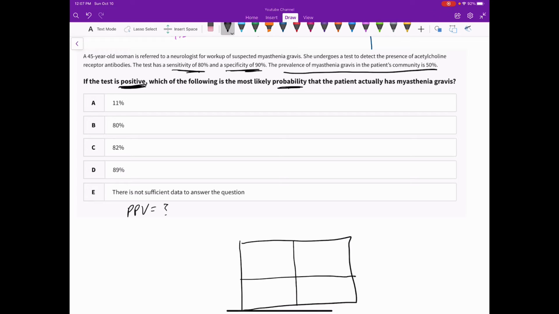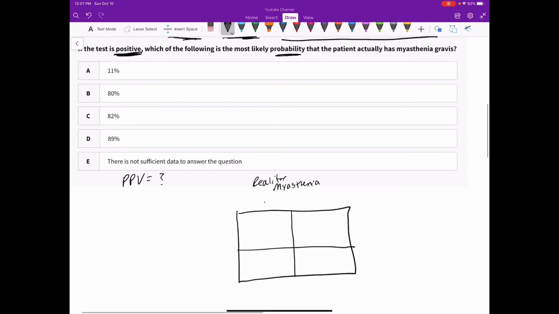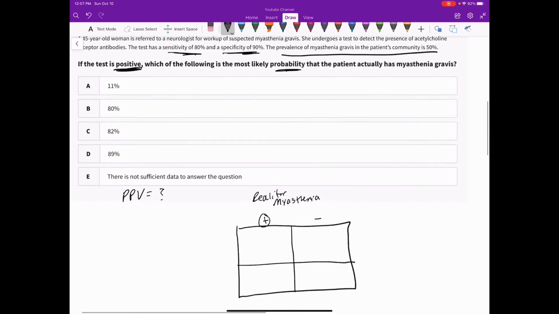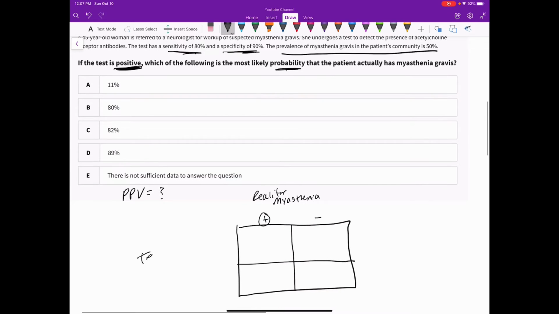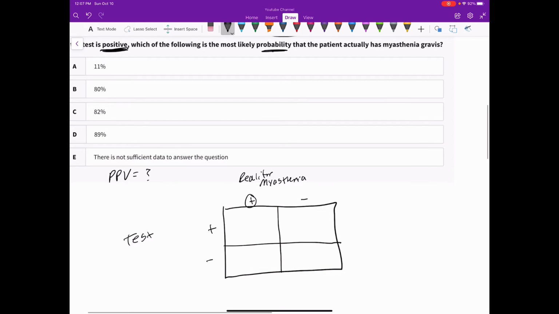They gave us the reality, right? And what is the reality? Well, if she has myasthenia gravis, right? This is what's happening in the clinical field. So you know it's going to be has or doesn't have, so positive or negative. And then what else does it give? Okay, it gives us a test. They say there's a test that predicts if it's positive or negative. Okay, so we're going to do positive or negative. So they gave us the basis of the chart, or the backbone of it, I should say.